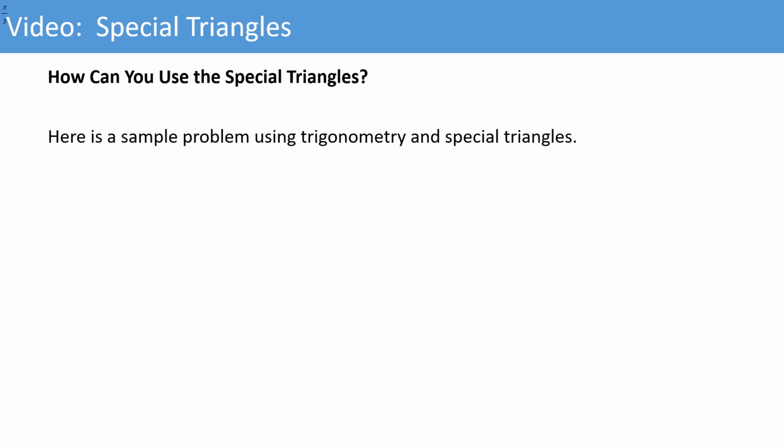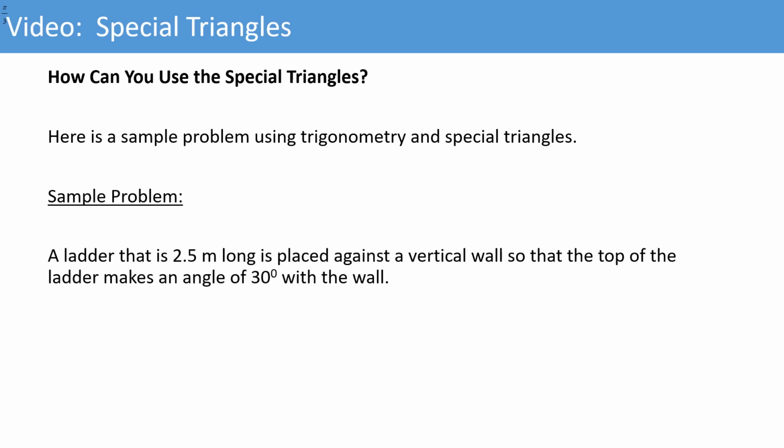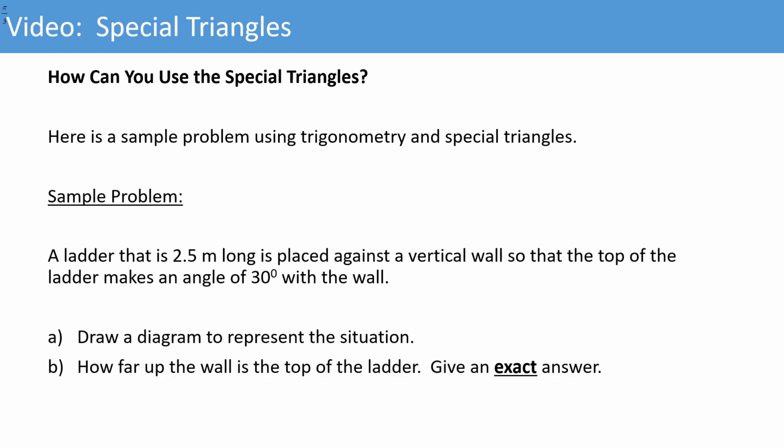Now, here is a sample of the type of problem you could solve using trigonometry and special triangles. A ladder that is 2.5 meters long is placed against a vertical wall so that the top of the ladder makes an angle of 30 degrees with the wall. Draw a diagram to represent the situation. How far up the wall is the top of the ladder? Give an exact answer.